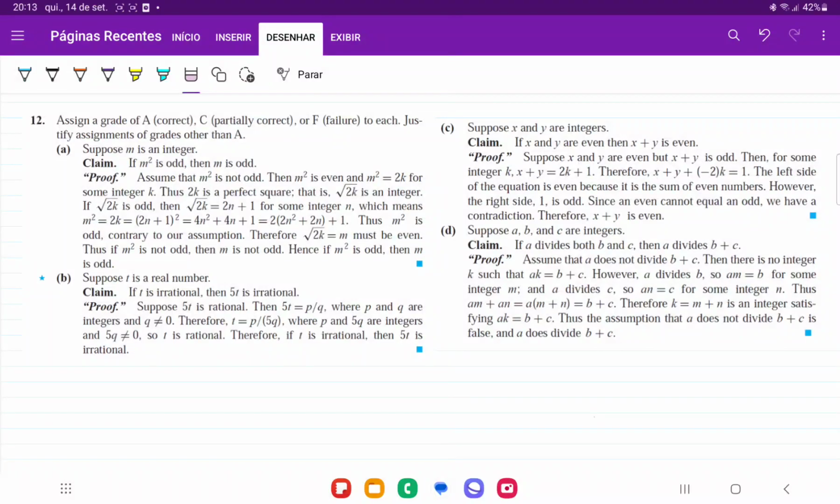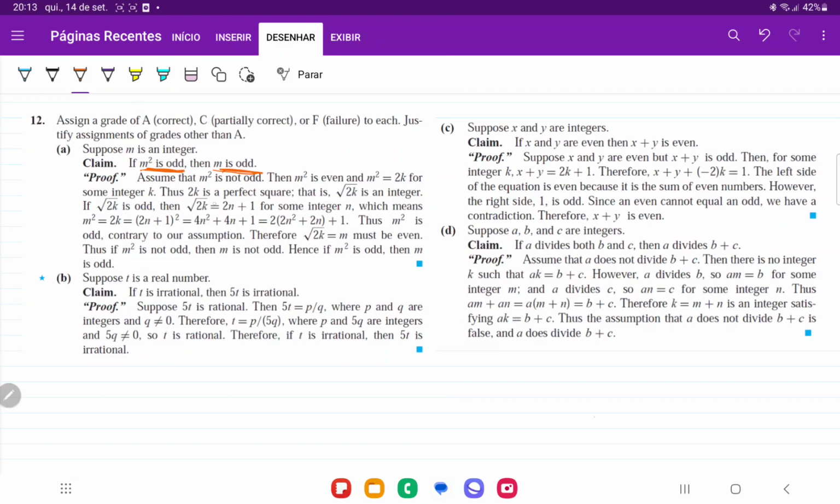So for number 12, we want to assign a grade to these proofs. We want to assign the grade of A if it's correct, C if it's partially correct, if the idea is in the right place, but we just need to correct a few items, and F if it does not get even close to proving what we need to prove. So for A, the claim is that if m squared is odd, then m is odd.